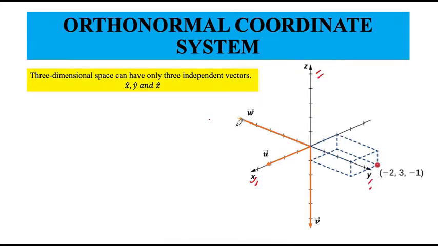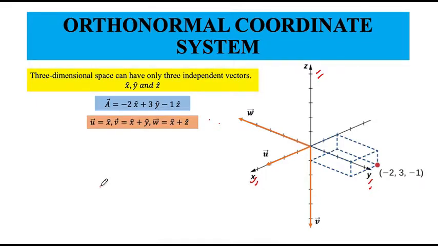So, for example, I can build a vector called A equals minus 2 x hat plus 3 y hat minus 1 z hat. Any vector at all can be constructed using these three vectors. But there is no requirement that we should use these particular vectors. I could have used some other set of vectors. For example, supposing I define vector u, which is nothing but x hat, v as x hat plus y hat, and w as x hat plus z hat.